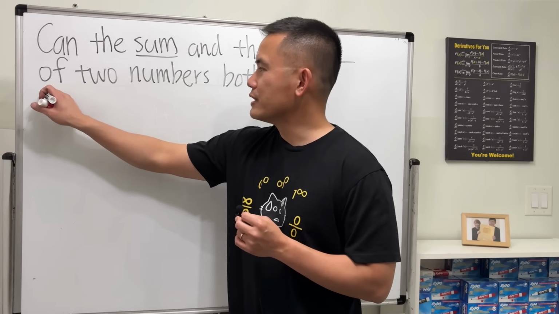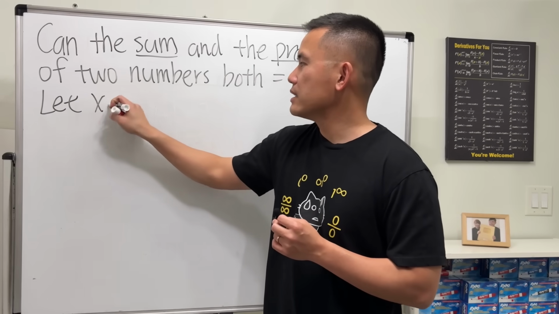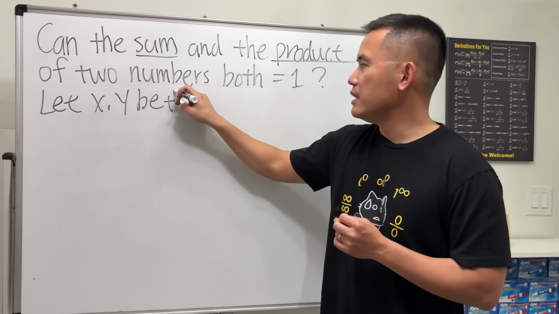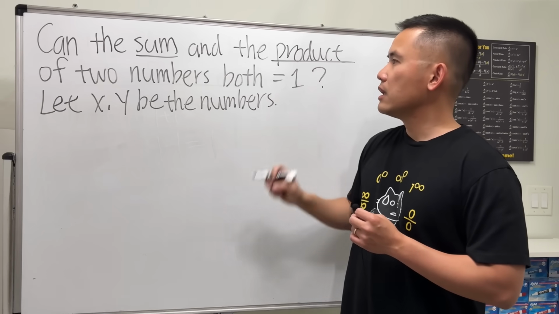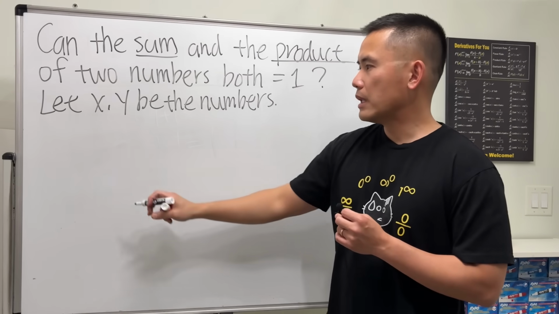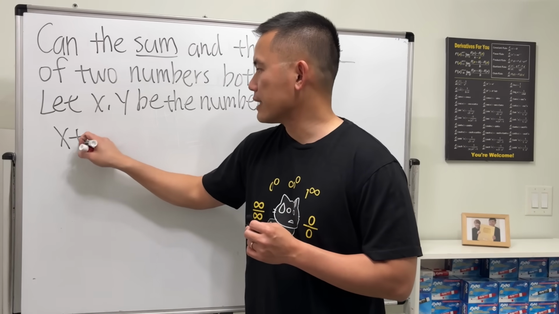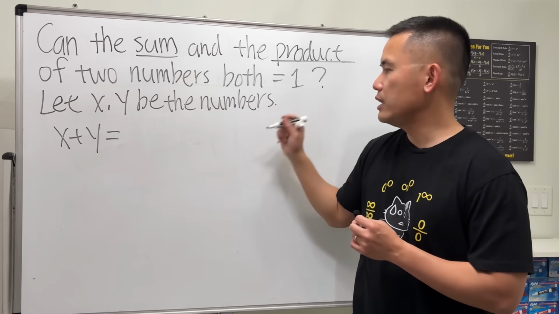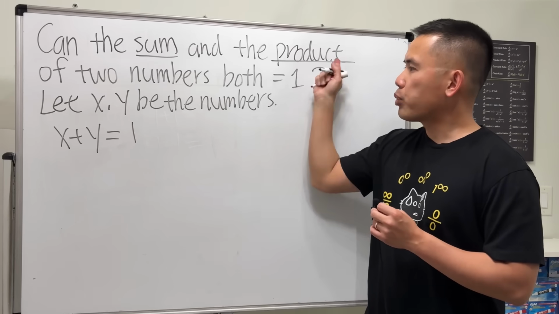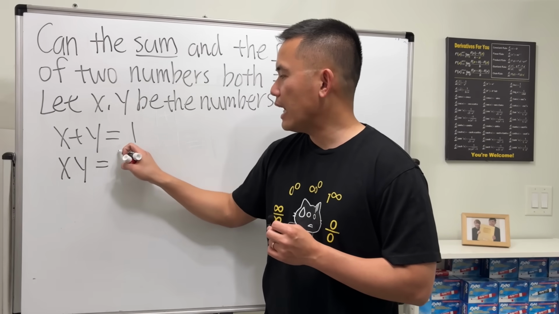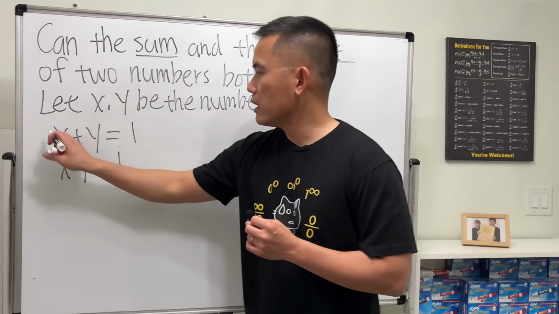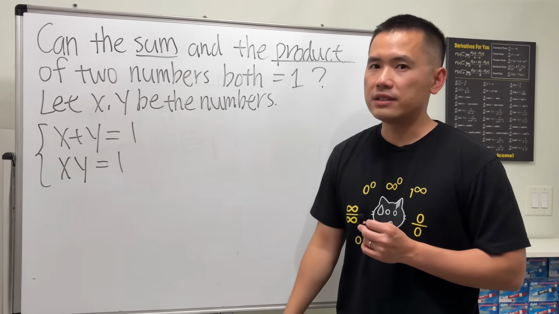First, I'm just going to say, let x and y be the numbers. The sum, that means I will have to add x plus y, and I have to make it equal to 1. The product, that means I will have to multiply x and y together, and I will also have to make it equal to 1. So here is our system of equations.